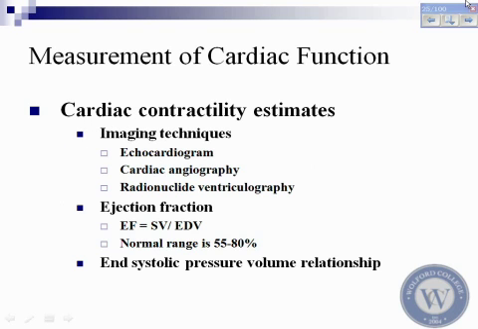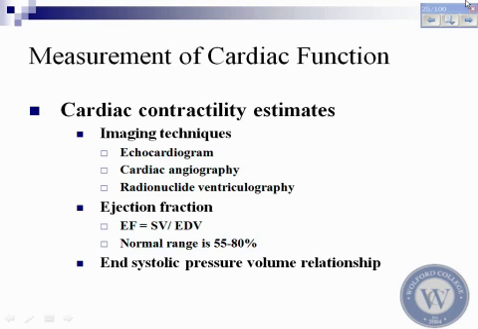Cardiac contractility estimates are a little bit more difficult to measure. The best one that we have available right now is echo, the echocardiogram. The second one that's used for imaging is cardiac angiography, as well as radionuclide ventriculography, which is what we sometimes call a MUGA test.